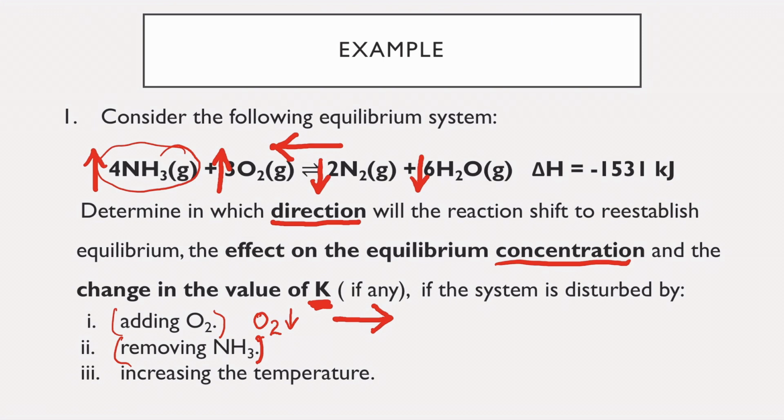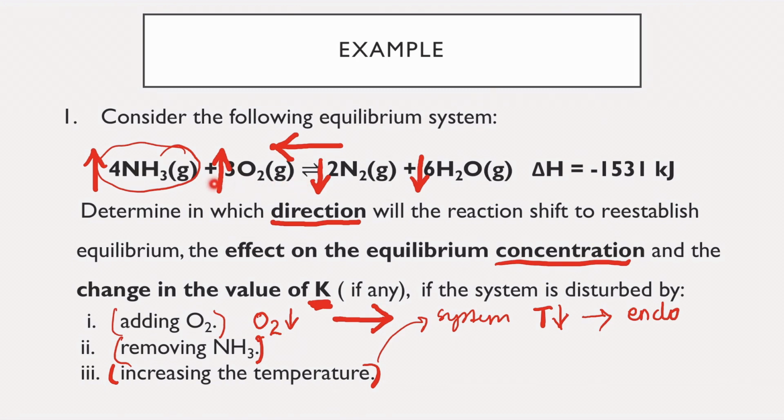Okay. So, third, when you increase the temperature, this is your disturbance. That means your system will want to decrease the temperature, right? So, in order to decrease the temperature, your system will favour what kind of reaction? What type of reaction? The one that absorbs heat, right? Which one absorbs heat? Endothermic reaction. Okay.